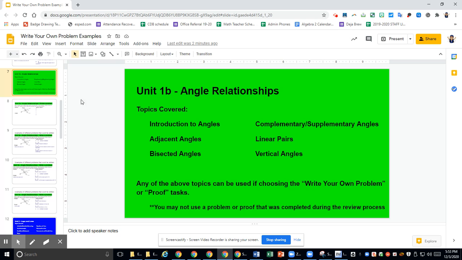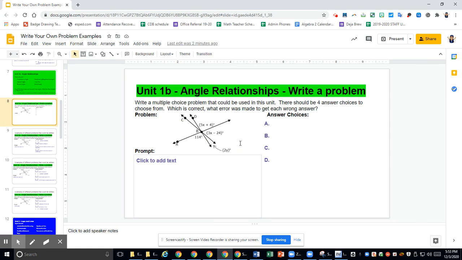Okay, Unit 1B, we discussed angle relationships. And the example problem I have here is I have this picture that has all sorts of stuff going on. It's got X's, it's got Y's, it's got angles that are letters, points that I could use to name angles with. So there's lots of things that I could ask about this picture.